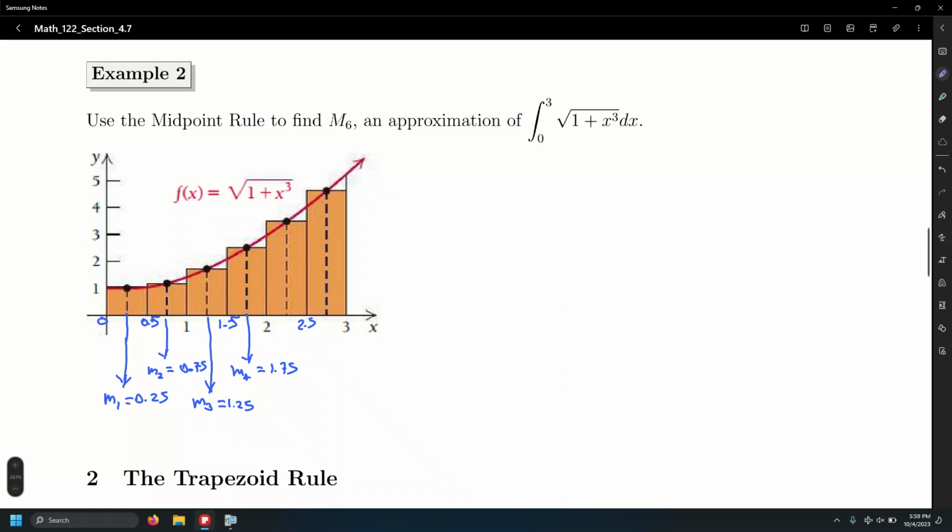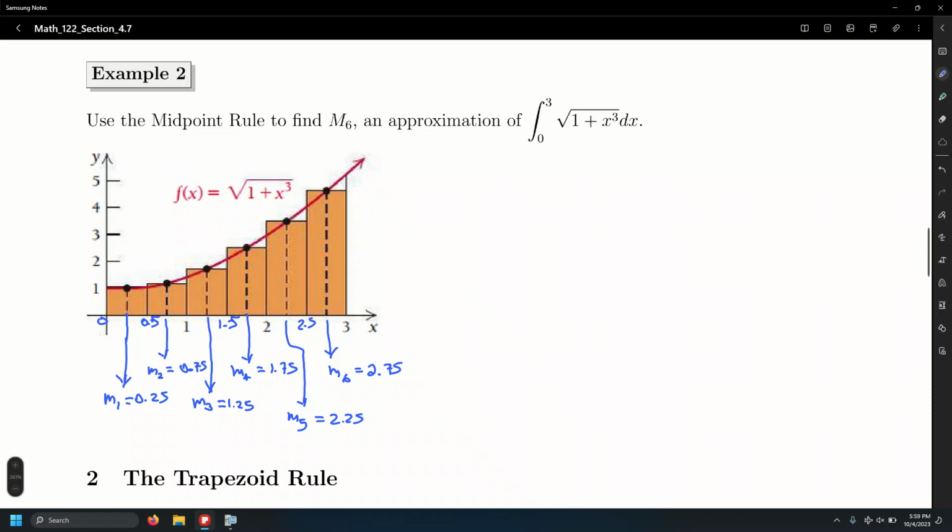And then that'll be finally M5, which is what's that? 2.25. And lastly, the last endpoint, let me call it M6. That'll be 2.75. All right.